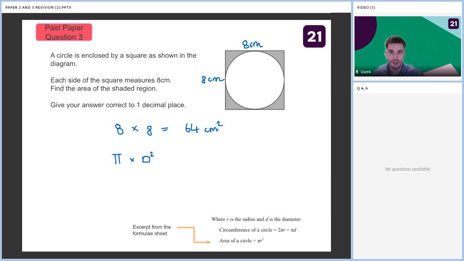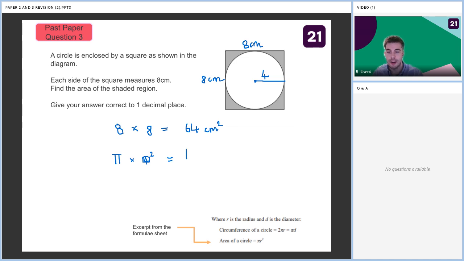The radius of a circle, remember, is the distance from the center of the circle to its circumference, which is on the outside. In this case, if the distance across the square is 8 centimeters, then the radius of this circle is going to be 4 centimeters. So to work out the area of this circle, we're going to do pi multiplied by 4 squared.